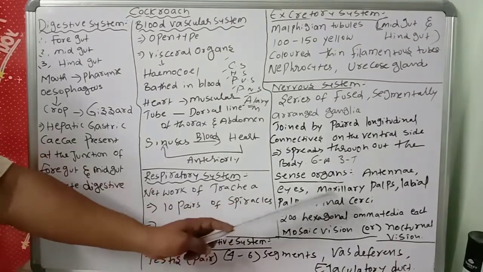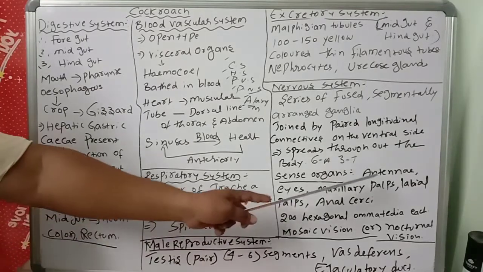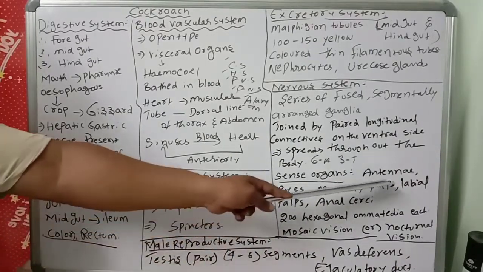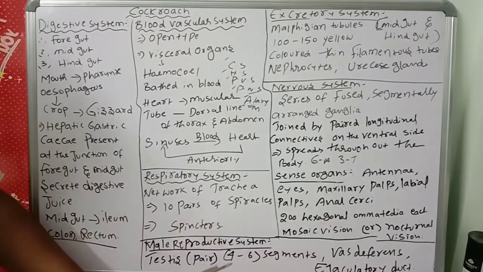Maxillary pulps, labial pulps, even anal cerci also. Very well. The last abdominal segment, that is where the anal cerci will be. So in the cockroach, what we are discussing is the sense organs. In the cockroach, there will be antenna, eyes, maxillary pulps, labial pulps, and anal cerci. Such kind of sense organs are present in the cockroach.